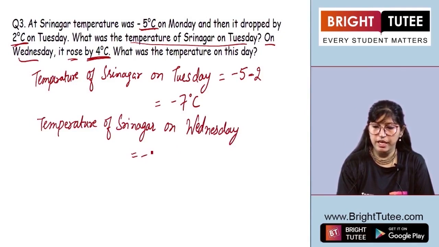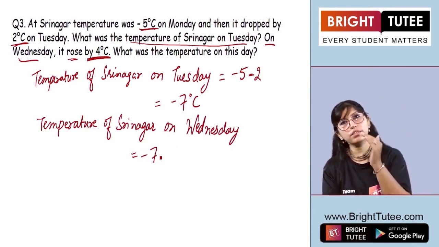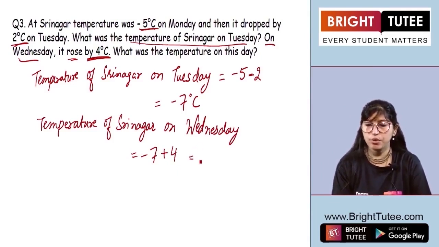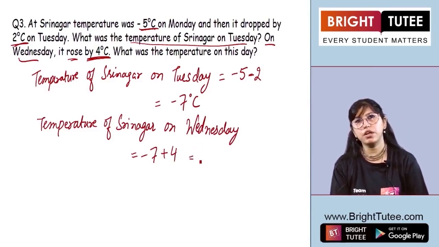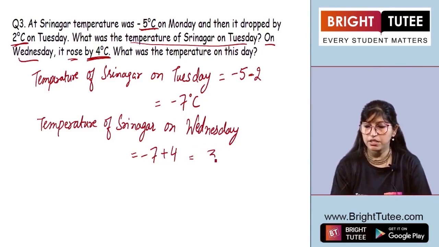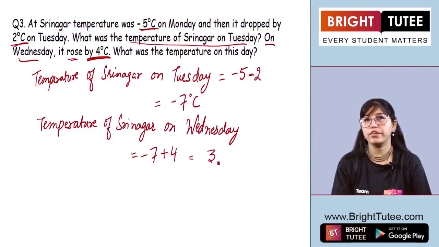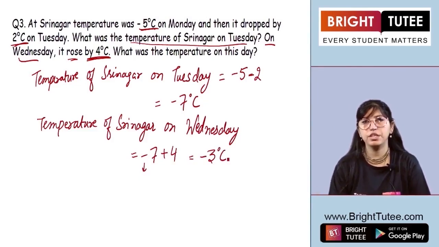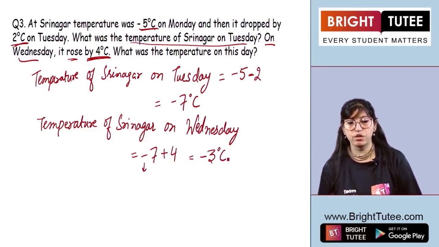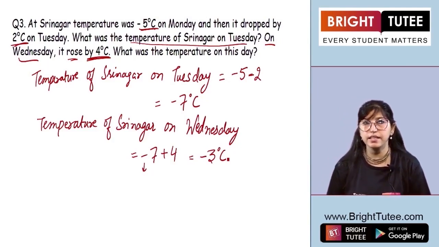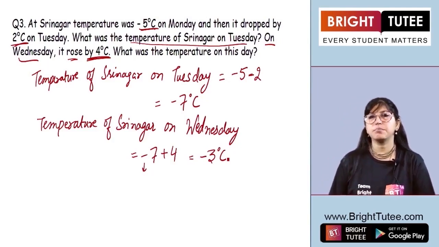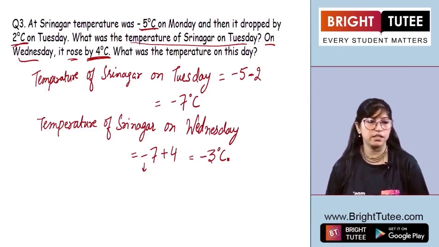So on Tuesday it was -7. It rose by 4 degrees Celsius, so we'll be adding 4 to it. If we get a negative number and a positive number, we'll subtract. So we'll be getting 3. But we'll put the sign of the greater number, which is 7. So the sign is negative, -3 degrees Celsius. So the temperature on Tuesday of Srinagar is -7 degrees Celsius, and the temperature of Srinagar on Wednesday is -3 degrees Celsius.